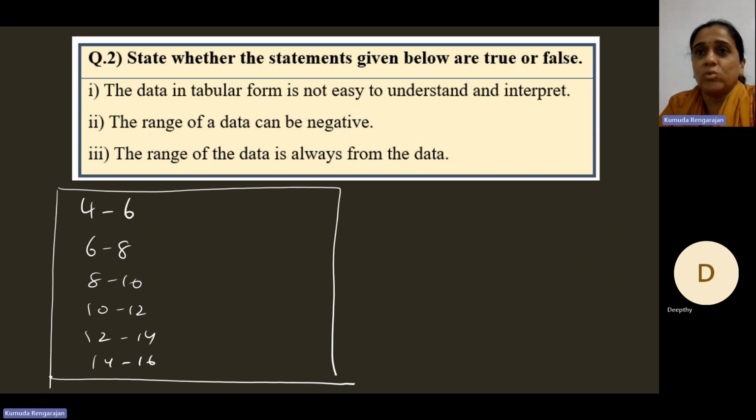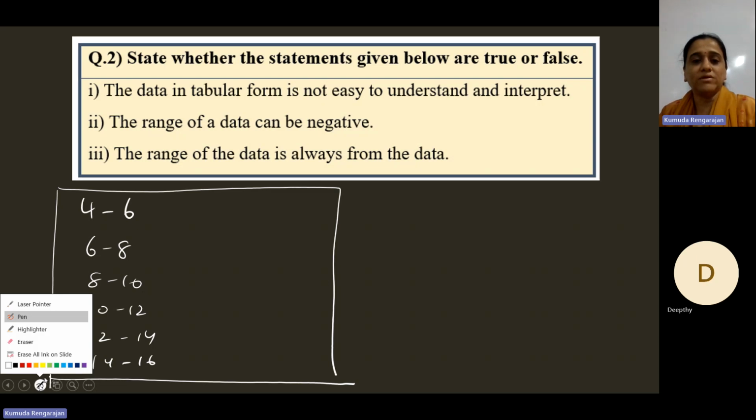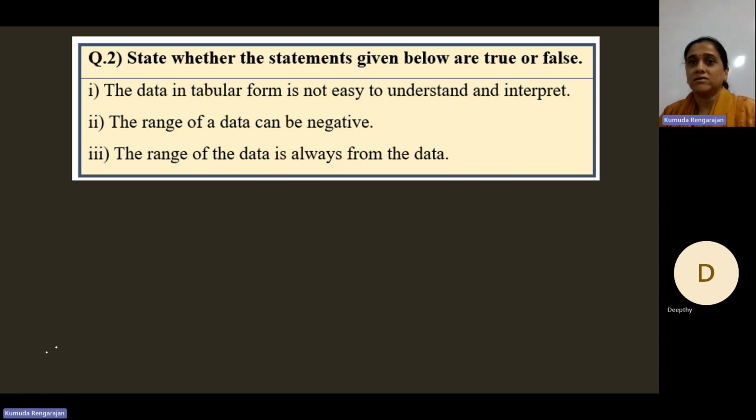So tabulation makes your work easier than having 2000 numbers in front of you and trying to understand something from 2000 numbers. When you put the numbers in the form of a table, it's easier to study from the table. So the statement here is, the data in tabular form is not easy to understand and interpret. No, tabular form is easy to understand and interpret. So this is false.